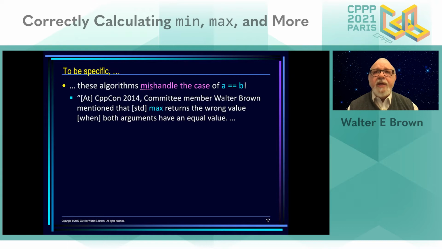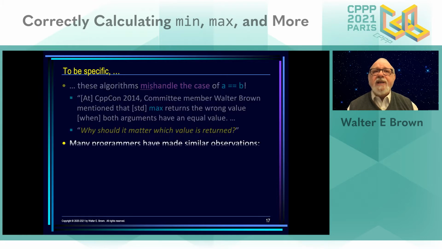Now, I found somebody on Stack Overflow who wrote the following. He said, at CPPCon 2014, which was the first CPPCon, committee member Walter Brown mentioned that standard max returns the wrong value when both arguments have an equal value. And that's correct, I did say that. But the key question is at the end of the quote: why should it matter which value is returned?